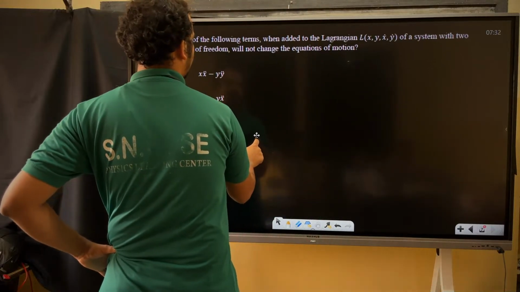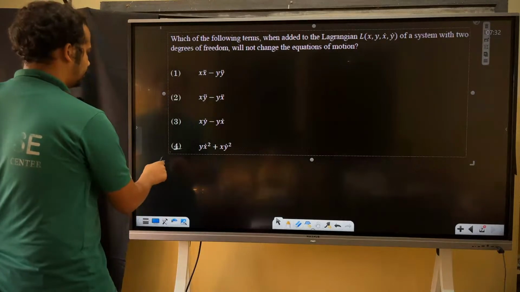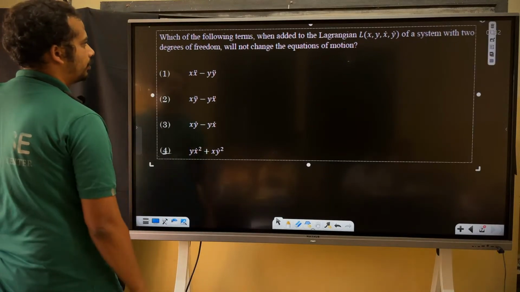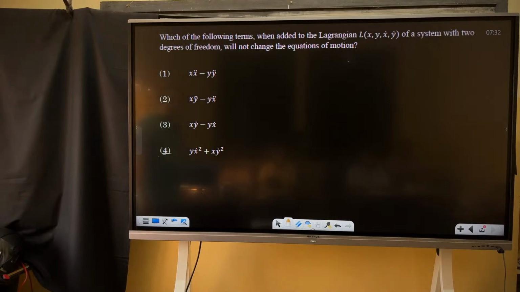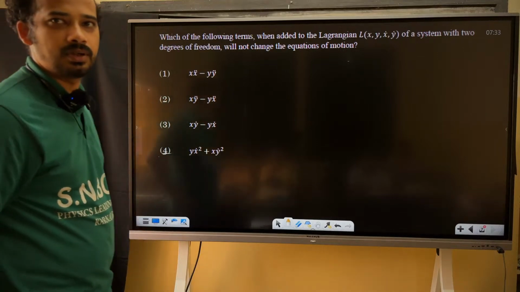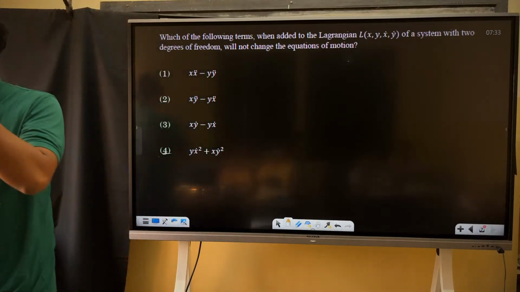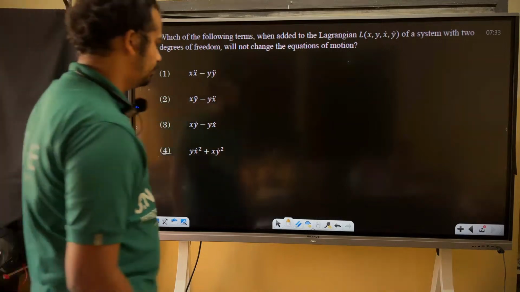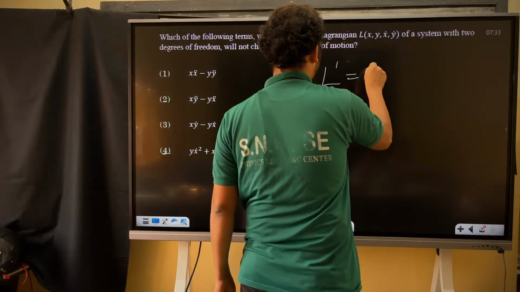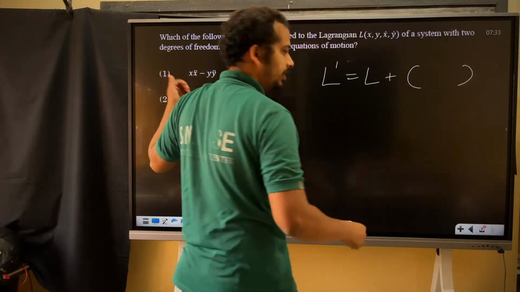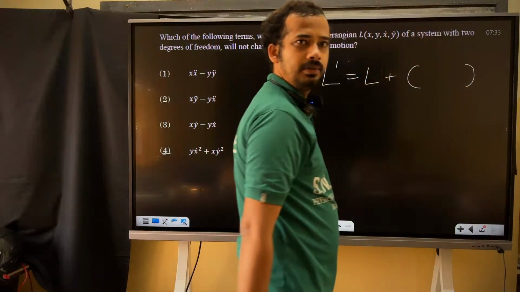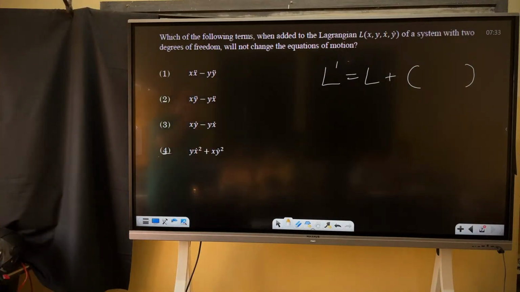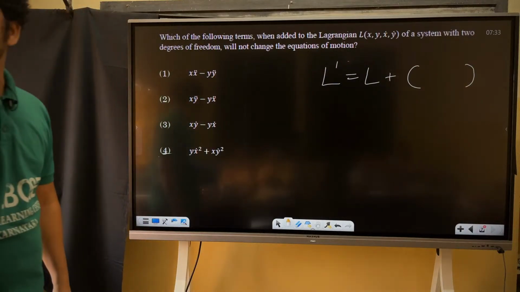Which of the following terms, when added to the Lagrangian of a system with 2 degrees of freedom, will not change the equation of motion? Now, none of these are a total time derivative of some function, isn't it? Then that theorem is ruled out. Then how do you do it? I'll say L dash is equal to L plus this quantity in the option. Are you getting my point? It should not change the equation of motion.